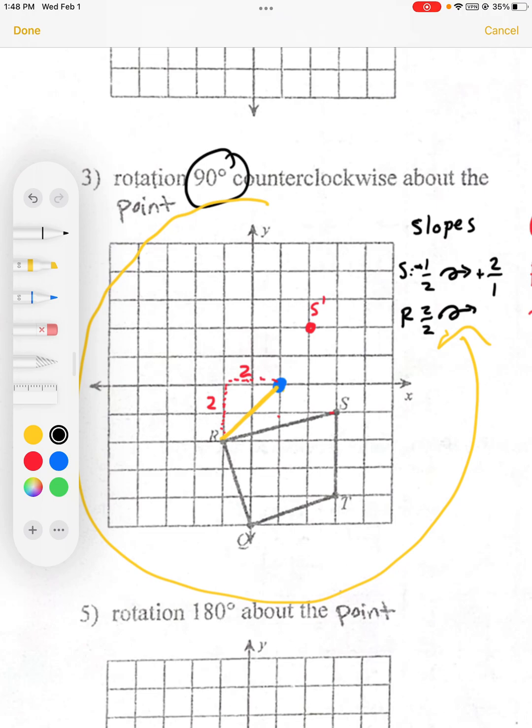Now we have to flip it over, giving us 2 over 2. In this case, the numbers are the same. And we put a negative out in front. We want a negative slope. So from our blue point, we're going to count down 2 and then over 2.